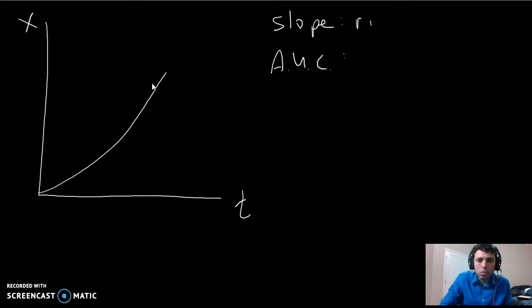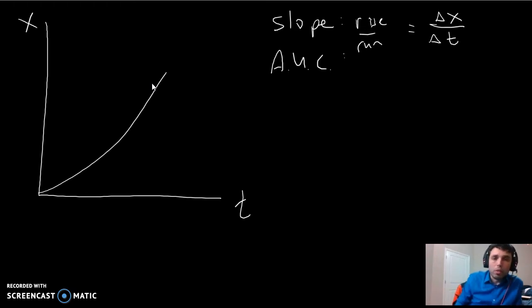Slope is always the rise over the run. And in this graph, it's the change in x, right? How much the x changes, how much it rises, divided by its delta t, how much the x-axis changes. Now, whenever you get a graph, and you think about the slope, you think about area under the curve, and you think about, okay, how can this be useful to me? What is the slope going to tell me and all that stuff?